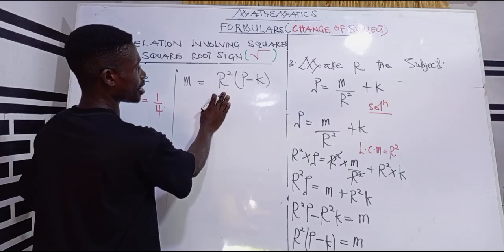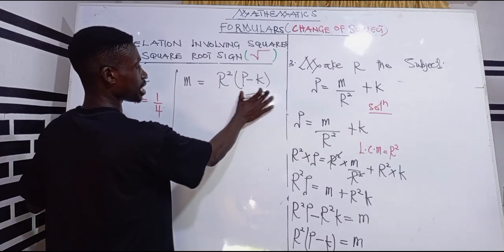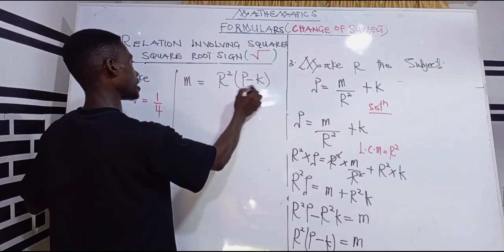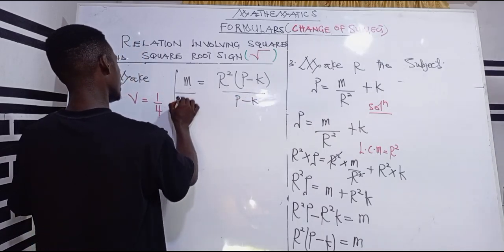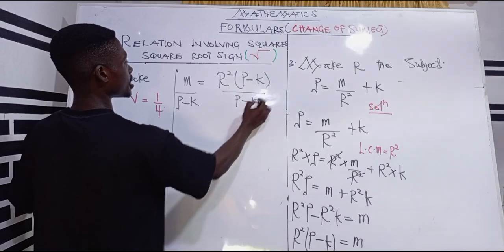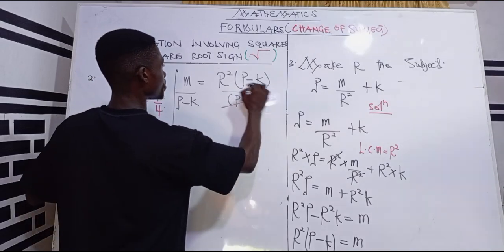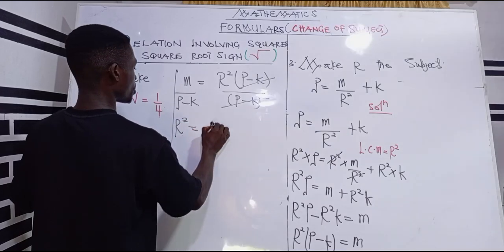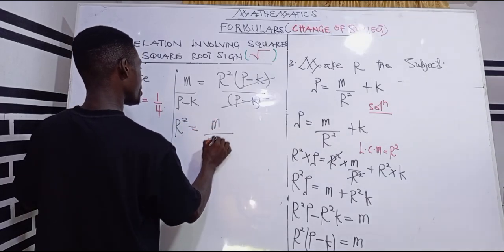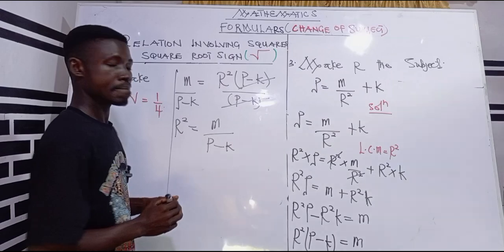Now we are looking for r, so we have to divide both sides of the equation by what? p minus k. So we have p minus k, p minus k, so that this will cancel this. We are left with what? r squared is equal to m all over p minus k.